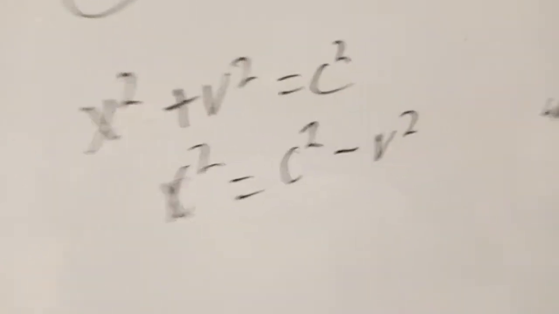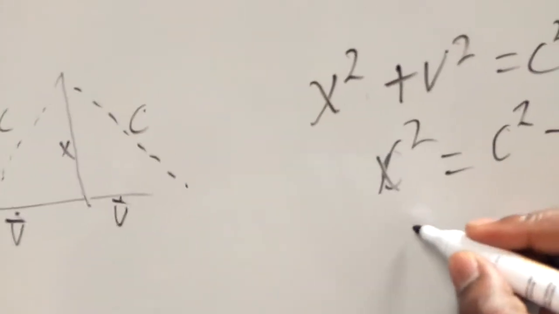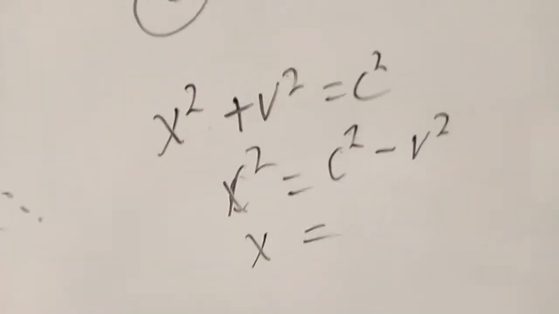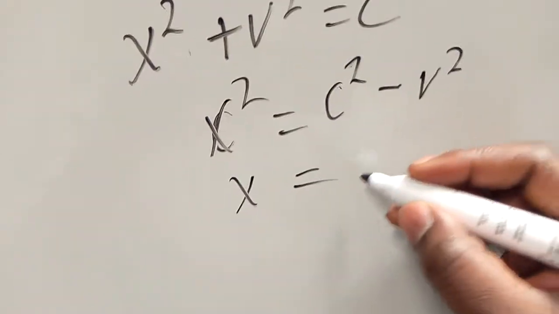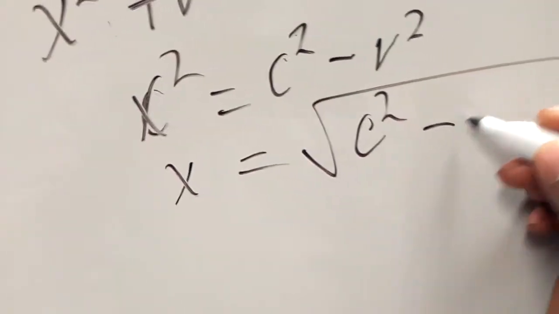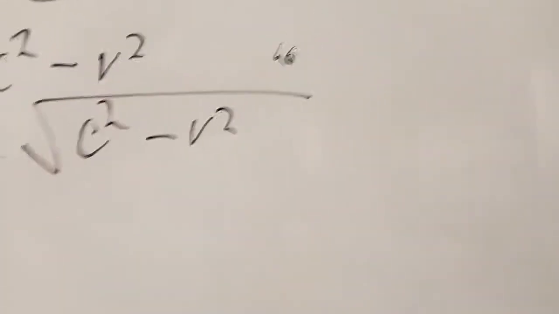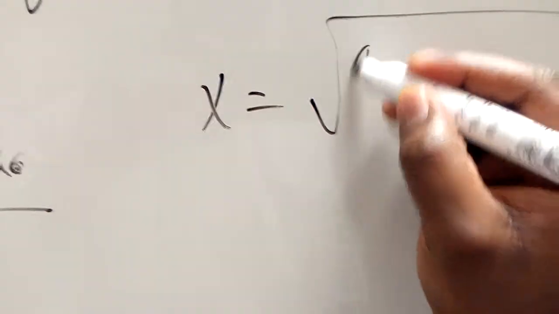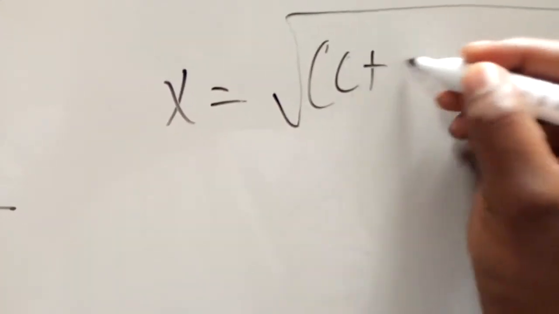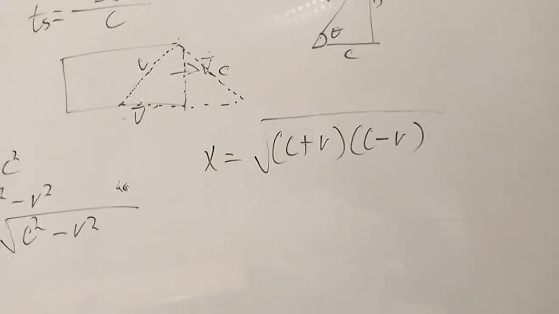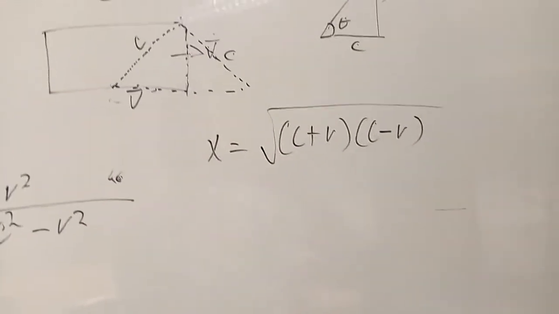So x is equal to, this is a difference of two squares, but let's leave it like that. Let's not make it more complicated. The square root of c squared minus v squared. Now we can also say that x is equal to the square root of c plus v and c minus v, because it's a difference of two squares. So that's that for that.